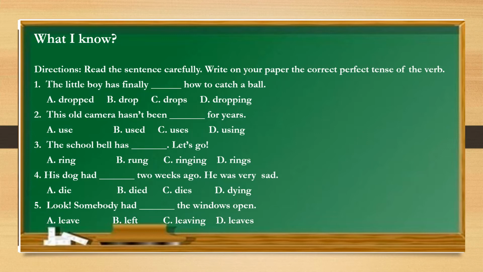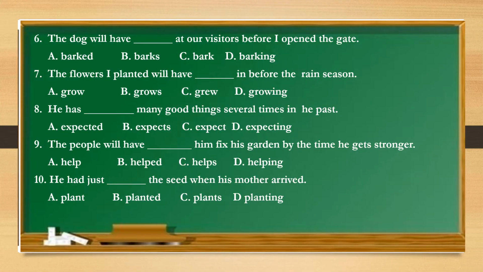Number 6, the dog will have blank at our visitors before I opened the gate. A, bark. B, barks. C, barked. D, barking. Number 7, the flowers I planted will have blank in before the rain season. Letter A, grow. Letter B, grows. Letter C, grew. Letter D, growing.